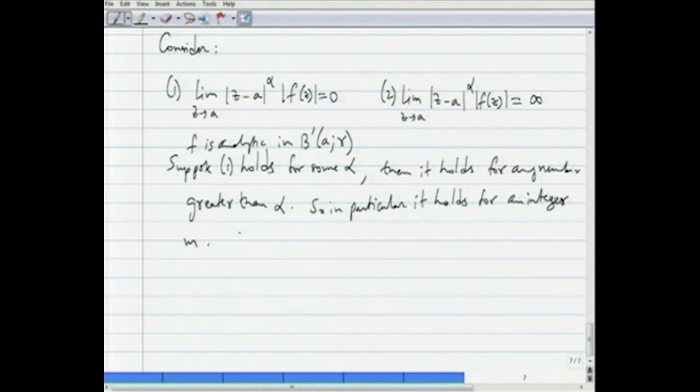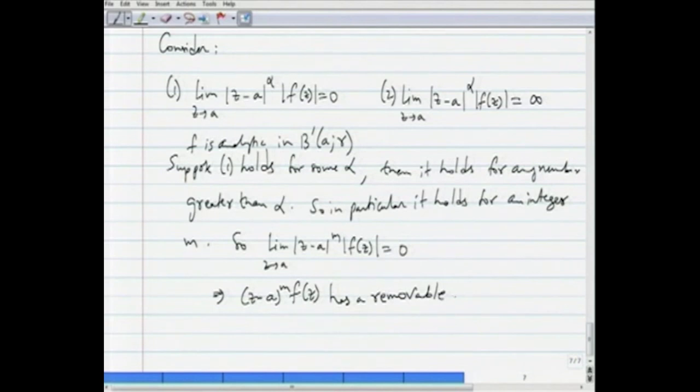So, the limit as z goes to A of modulus of z minus A to the power m times modulus of f of z is equal to 0. This implies that we can increase the power by one more: z minus A to the power m plus 1 times f of z, the limit of that as z goes to A, is also 0. This implies that z minus A to the power m times f of z has a removable singularity at A. Since the limit of this function itself is 0 as z goes to A, we saw how to redefine functions at a removable singularity. We will take the limit of that function as z goes to A.